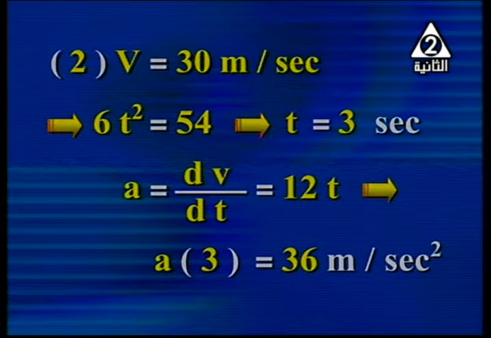Remember, dear student, when v equals 30, we find the value of t equals 3. We know that acceleration A is dv over dt. What do you mean by dv over dt? The derivative of the velocity with respect to the time t. The answer is 12t. We find acceleration when t equals 3 by substitution. Then acceleration is equal to 36 meter per second squared.